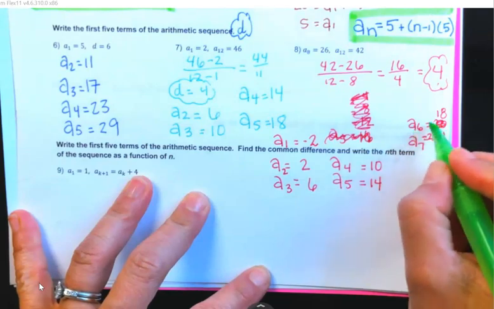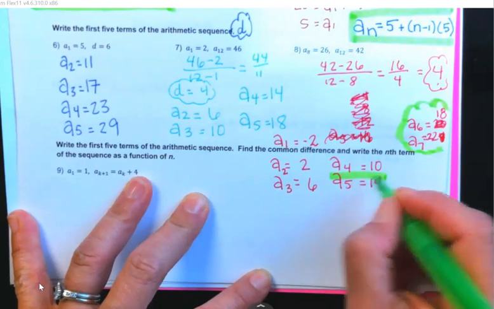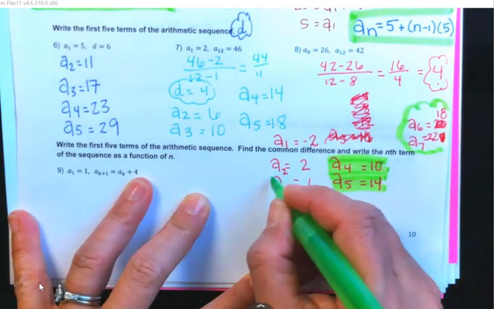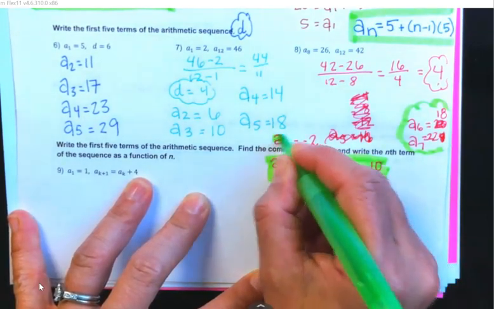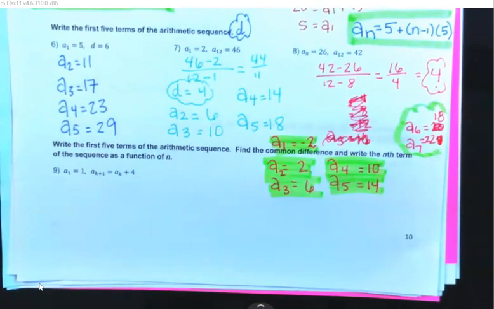So those a sub 6 and a sub 7 I did not really need. But here's a sub 5, a sub 4, and here's what the instructions were asking. That's why I'm highlighting it in green, because that's the answer for problem 8, because I made a mistake on problem 8.